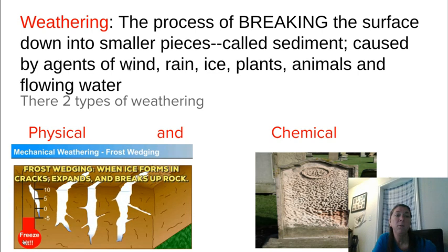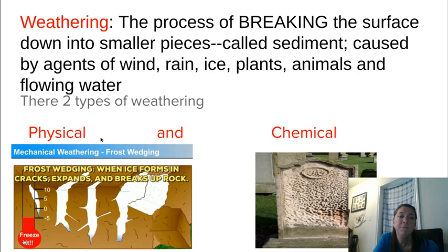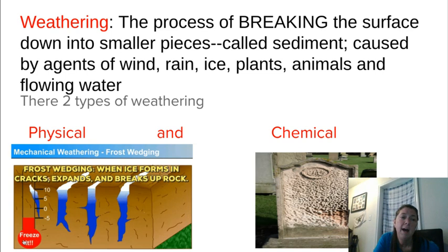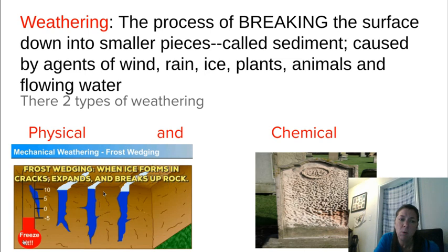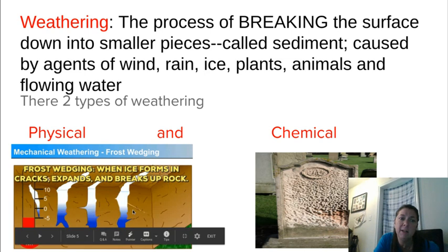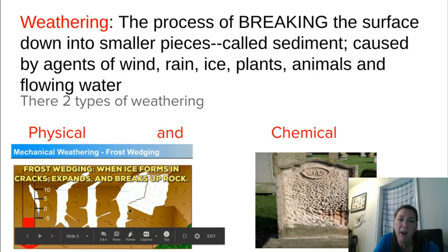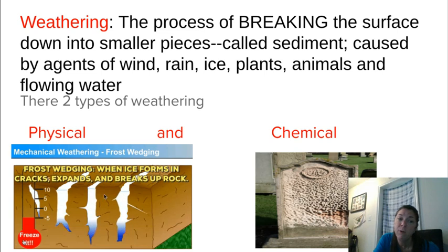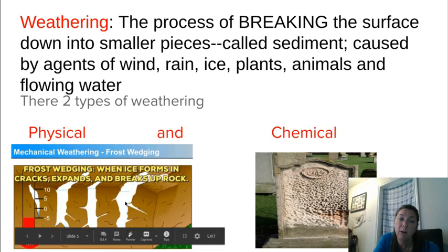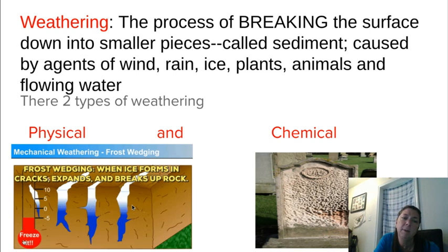So the two kinds of weathering are physical and chemical. And a synonym for physical that you may see is mechanical weathering. Those two are the same. That means the rock is just physically being broken into smaller pieces, ice being one of those. When water gets into the crack of a rock and then freezes, you've got to remember that when water freezes, it expands, which means it gets bigger. So over time of that happening, it would cause the rock to crack and break into smaller pieces.